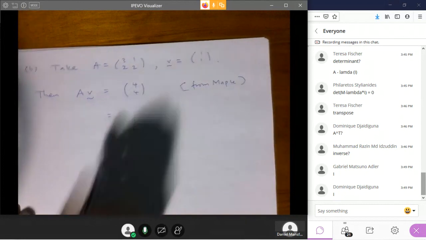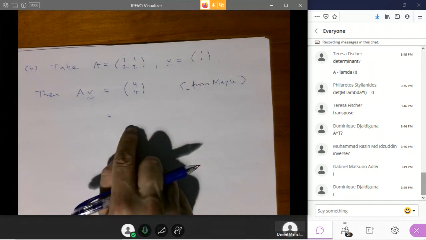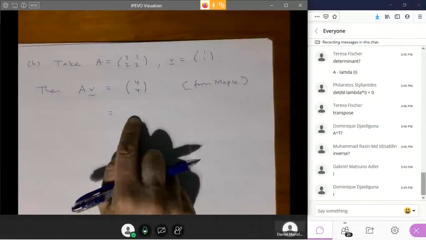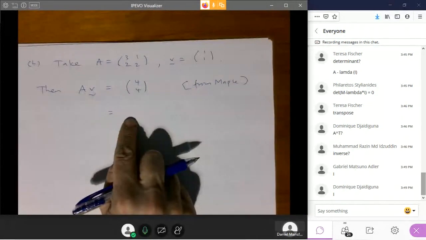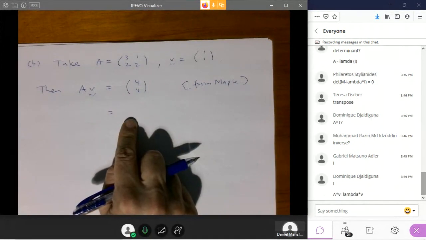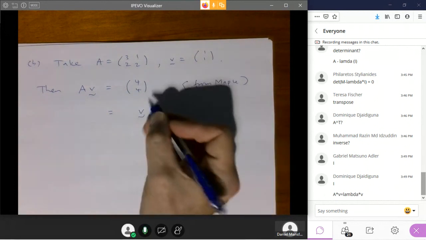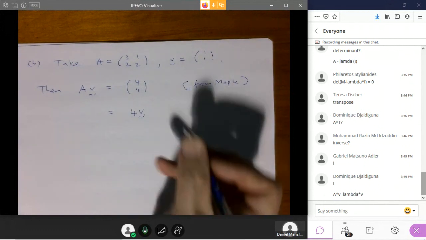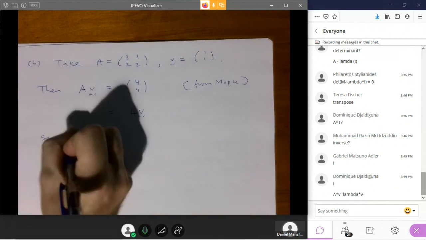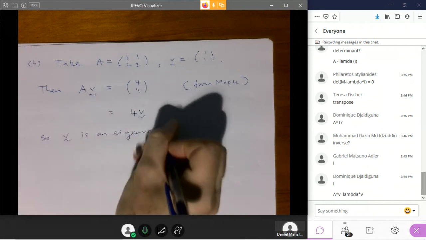Okay, and now what's our basic eigenvalue equation? How do I know that V is an eigenvector? What's the particular point of this? Any suggestions? Yeah, AV equals lambda V. And so what's the lambda in this case? It's going to be 4, because that's clearly 4 times this vector here. So AV equals 4V. Okay, and so V is an eigenvector of A.